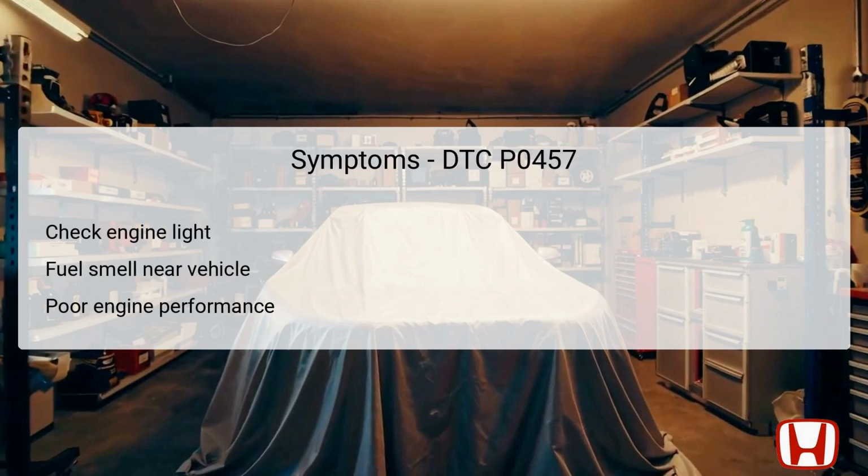The presence of DTC P0457 can manifest in various symptoms, the most noticeable being the illumination of the check engine light on the dashboard. This alert indicates that the vehicle's onboard diagnostics have detected emissions-related issues requiring attention. Drivers may also detect a fuel smell near the vehicle, often resulting from vapor escape due to a faulty cap or seal. Occasionally, poor engine performance might be observed, which can arise due to improper fuel vapor management, leading to milder power loss during acceleration.